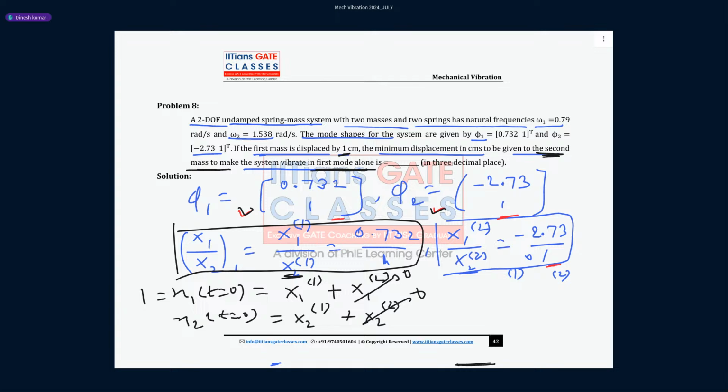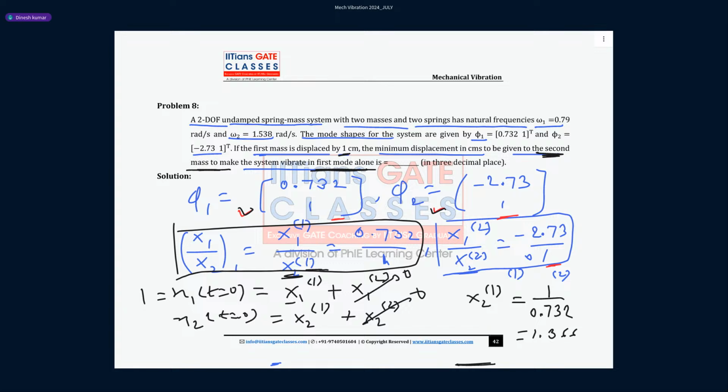Now guys, already we know from this ratio from here. The initial displacement of mass m1 is given, so we know here x1 for first mode is 1. So from here, x2 for first mode will be 1 upon 0.732. So tell me what is x2 for first mode coming. Those who are watching on YouTube, guys, just keep it in mind. They told the system vibrates in first mode alone, but initially we did the solution for if the system vibrates in second mode alone.